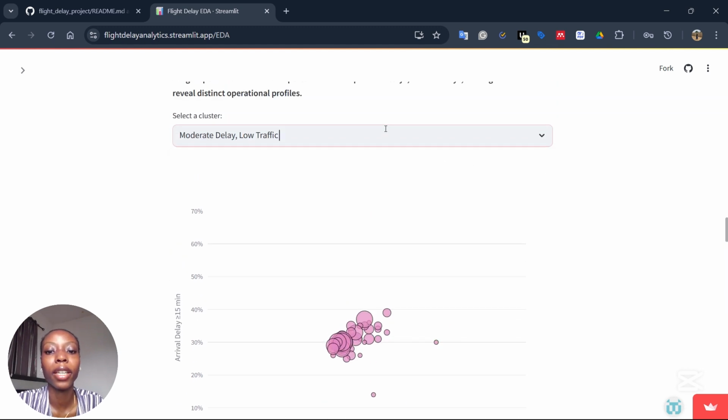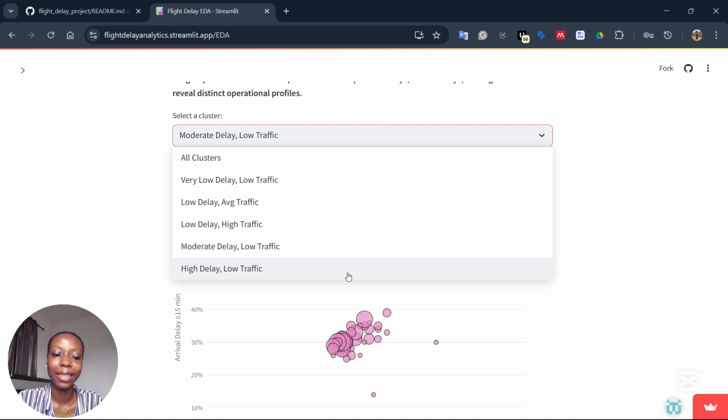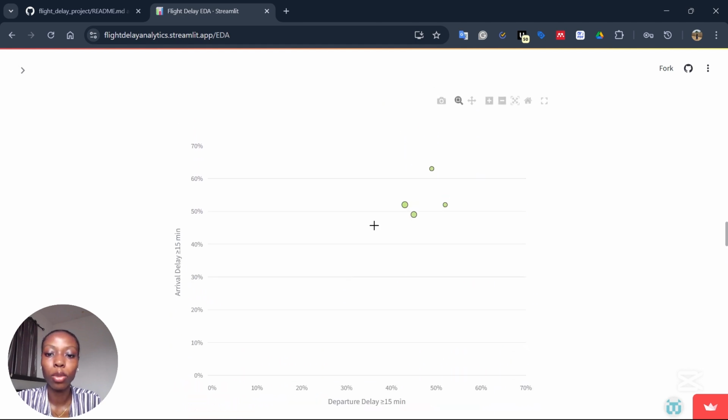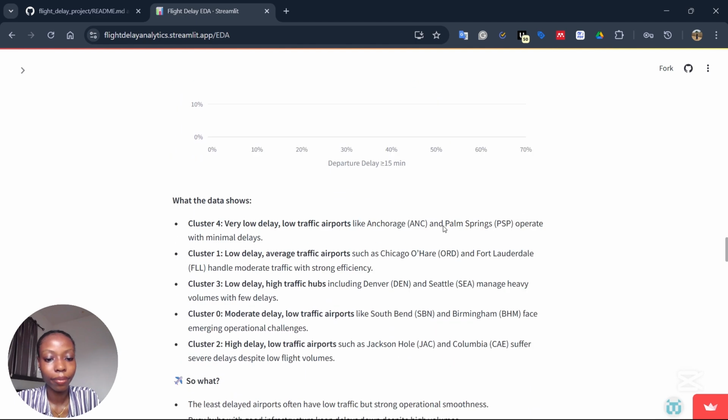Then for the final cluster, we have the high delay, low traffic airports. They represent airports that suffer from severe delays despite having low flight volume. So we have CAE, Jackson, TUL, and OKC. We can see that they have total flights less than 500 and they still struggle with high delay rates.